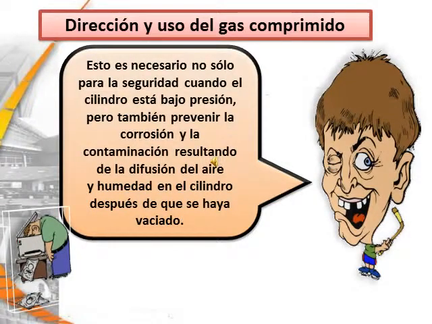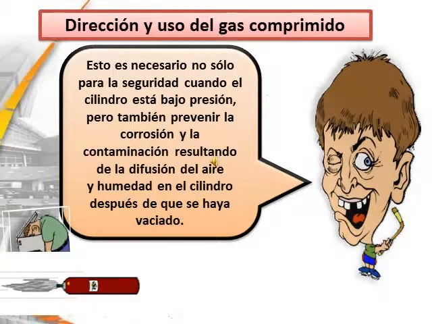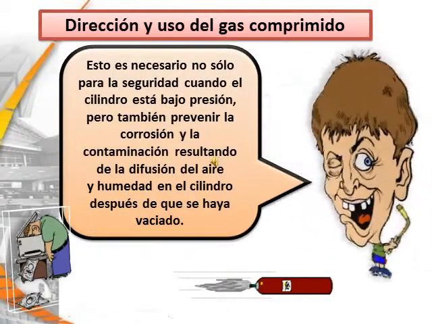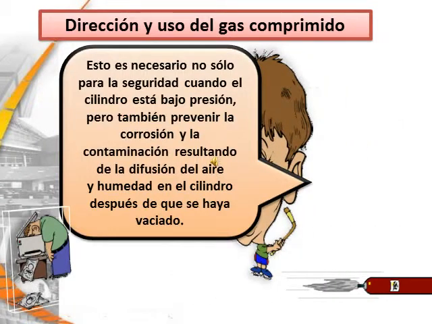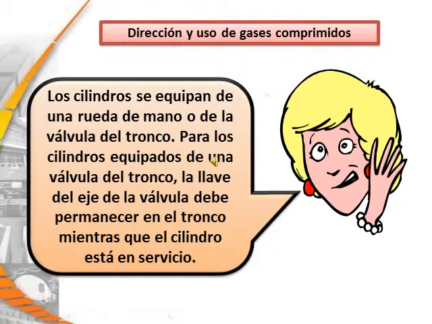This is necessary not only for safety when the cylinder is under pressure, but also to prevent the corrosion and contamination resulting from the diffusion of air and moisture into the cylinder after it has been emptied. Cylinders are equipped with either a hand wheel or a stem valve. For cylinders equipped with a stem valve, the valve spindle key should remain on the stem while the cylinder is in service.